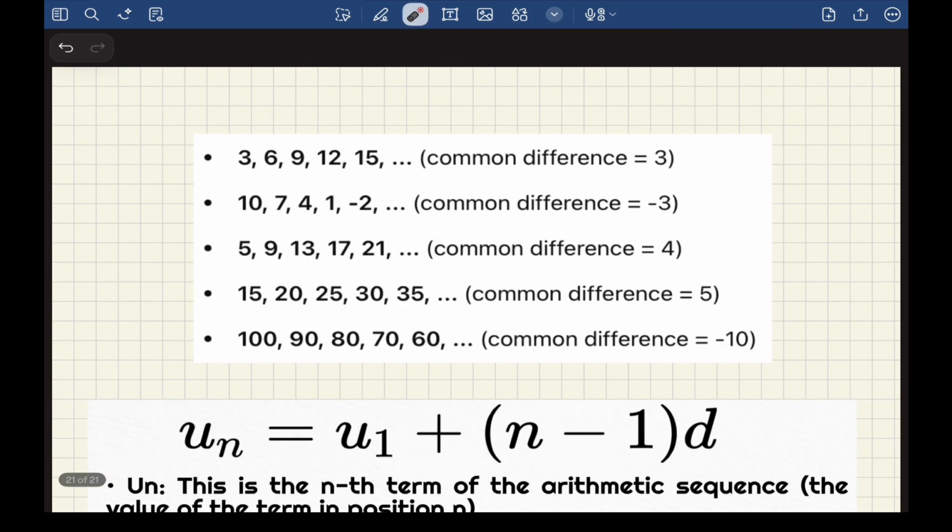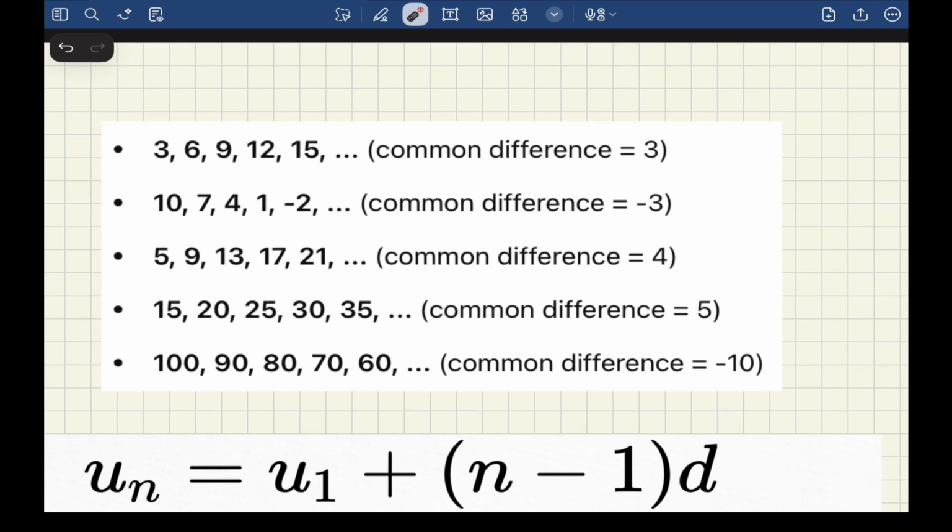Talking about the common difference, you must know that we can have positive or negative. If the sequence is increasing, like this one, the common difference is positive. If we have something that is decreasing, it's going to be negative. So we can have an addition or a subtraction.